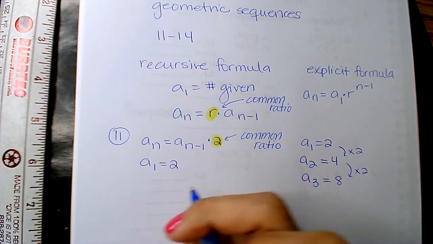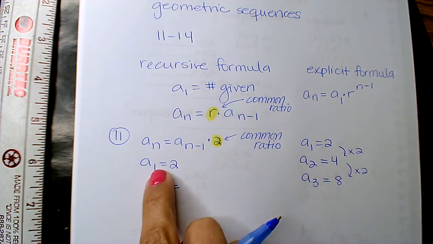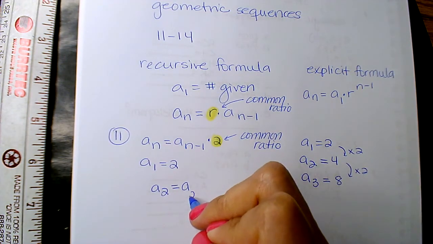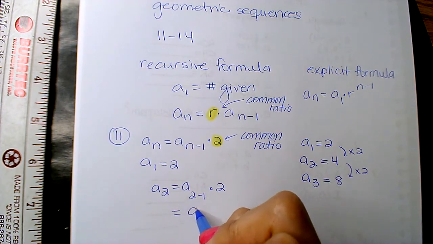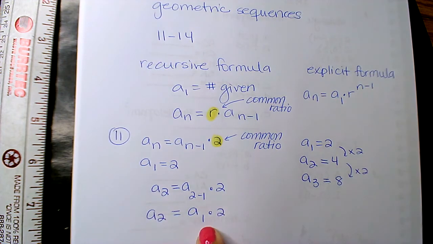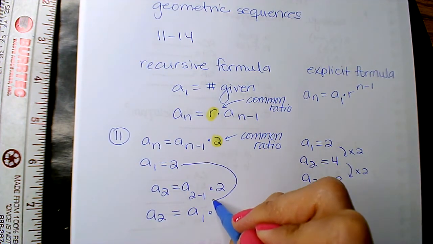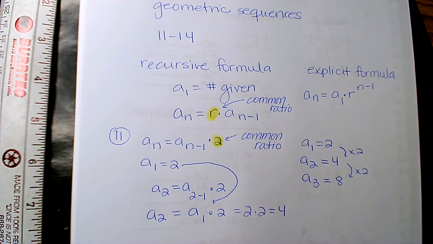And you can plug it in, like if I want to know what A2, the second term is, I use A2 minus 1. Well, 2 minus 1, this is like a lot of work, is A1 times 2. Well, what's the value of the first term? 2. So 2 times 2 is 4. So actually substituting into the recursive formula is kind of a bit of work, if you can do it in your head, you know?